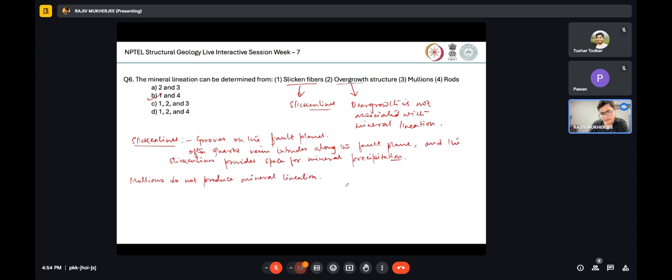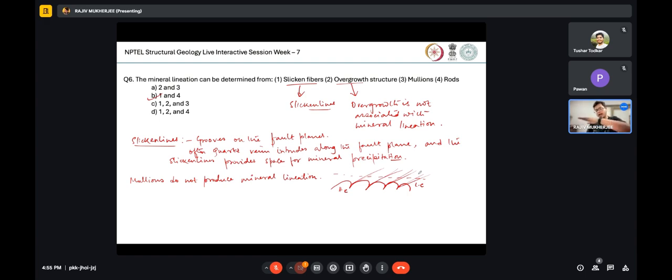In fact, mullion is only taking place because of the competency contrast between different layers. So, for example, I have a high competent layer. So this is high competency, and the above layer, this is low competency. And because of the folding of this layer, I will eventually find the traces of this high competence layer on the low competence layer, and they will produce a trace lineation. So this is a kind of intersection lineation.